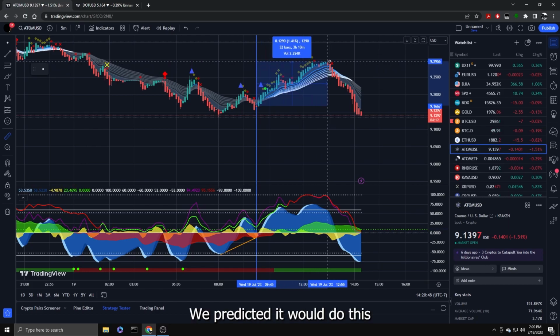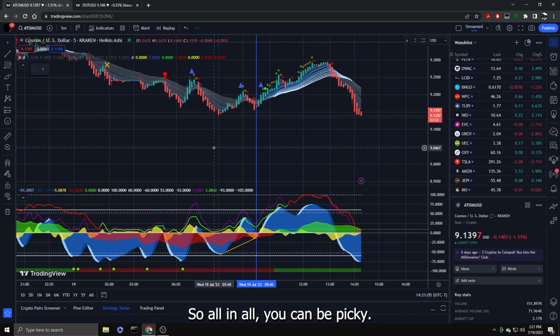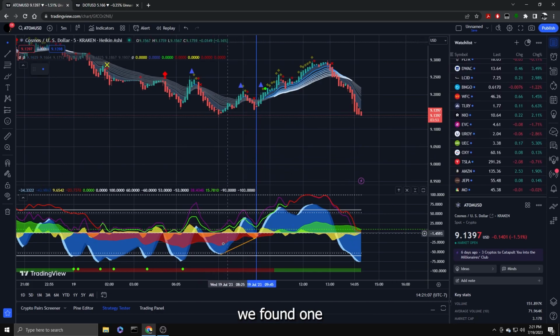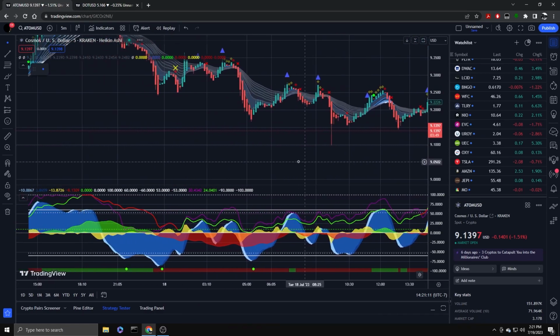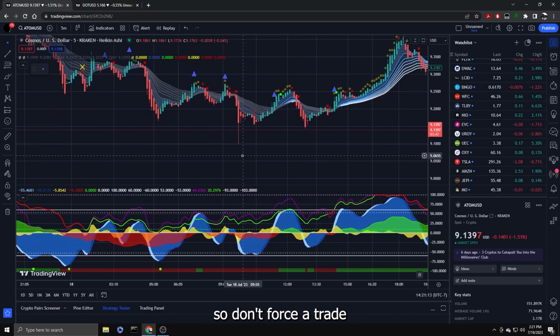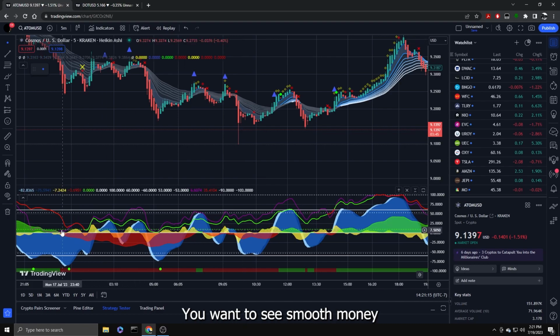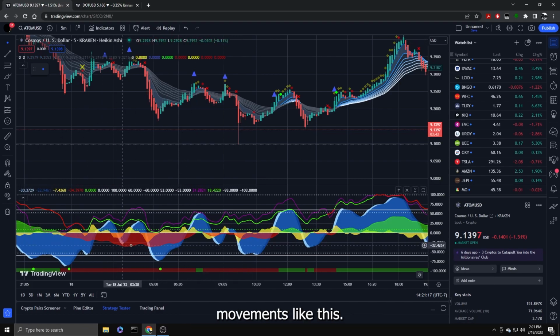Oh, look at this. We predicted it would do this. And now you're at 1.4%, 10x leverage. That's a 14% profit in just over 3 hours. So all in all, you can be picky. I mean, look, we found one example across the entire day. So don't force a trade. If you're not confident in it, you want to see smooth money movements like this.